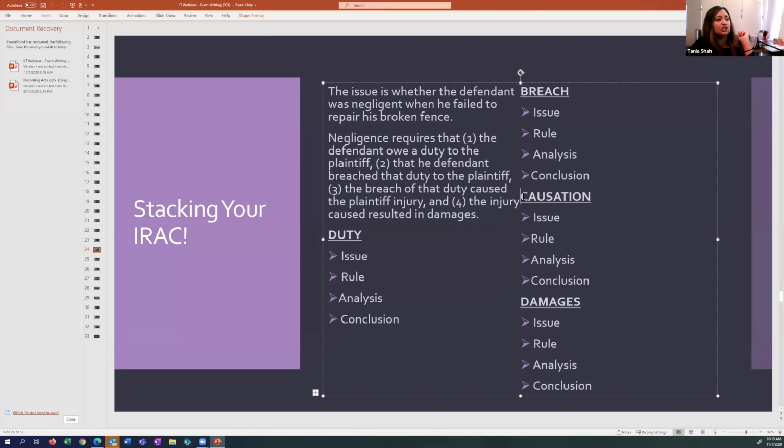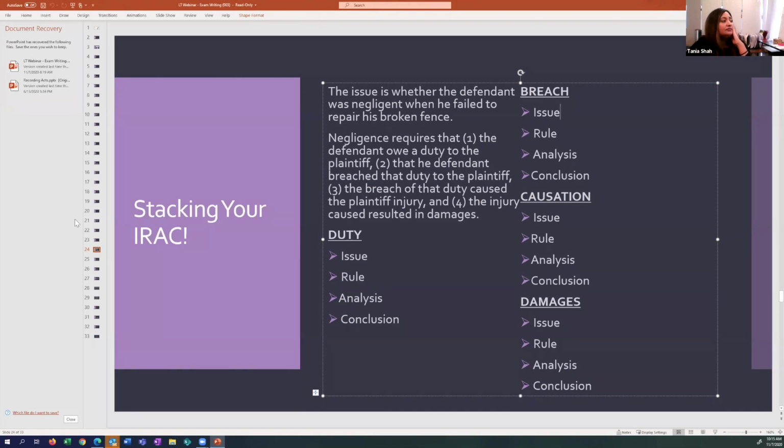If something is predominantly about breach, and you know that ahead of time, why? Because you outlined and you planned, then you don't not talk about these other things. They just might be a little bit shorter than your breach. You're not going to forget about any of these things, right? They just need to be a little bit shorter. And we gave examples of what those shorter analyses may look like. But you still do IRAC each and every element.